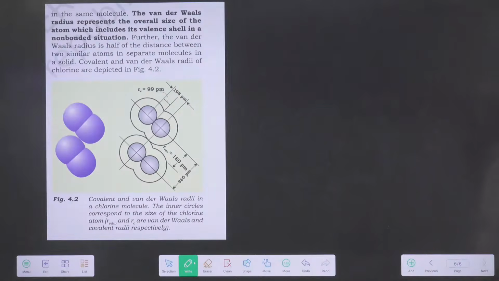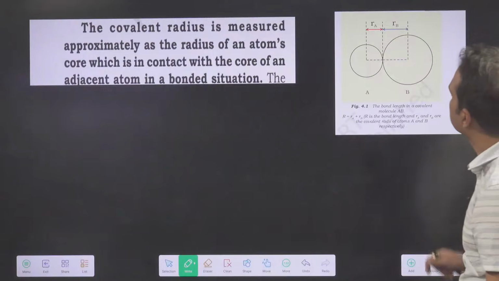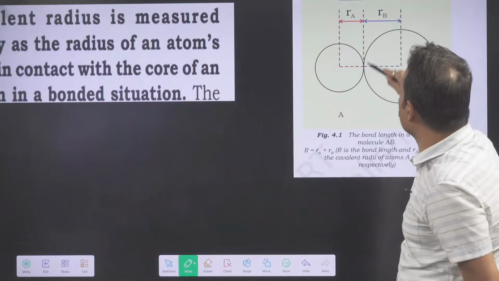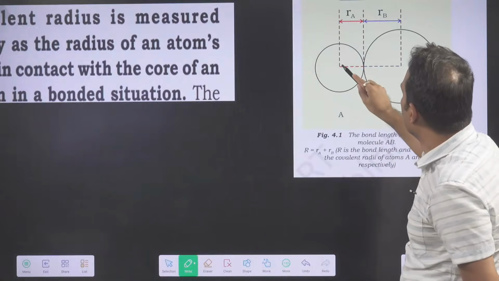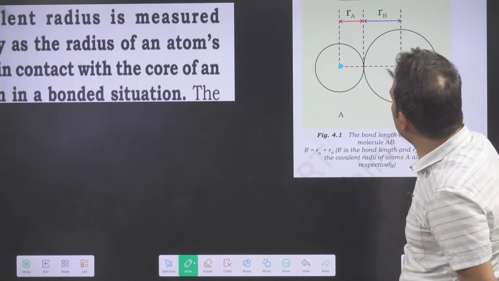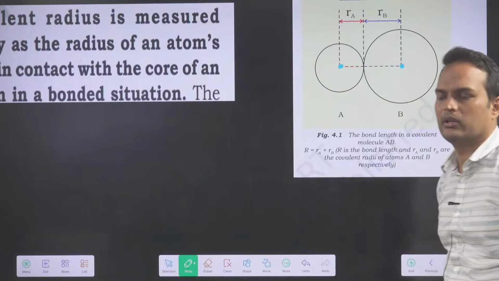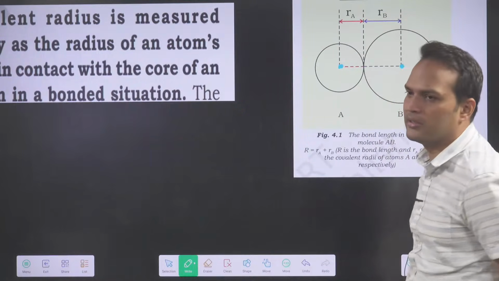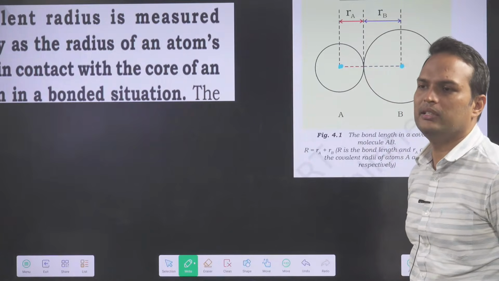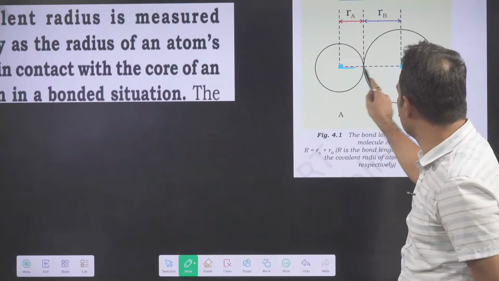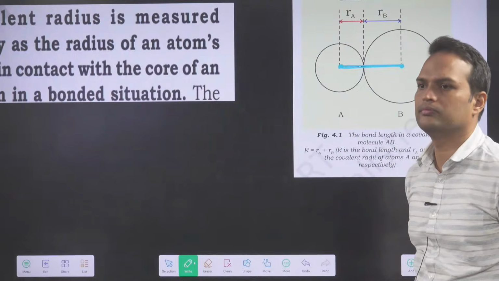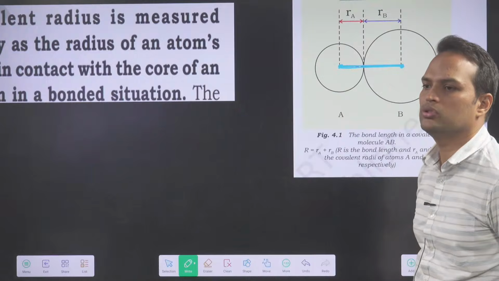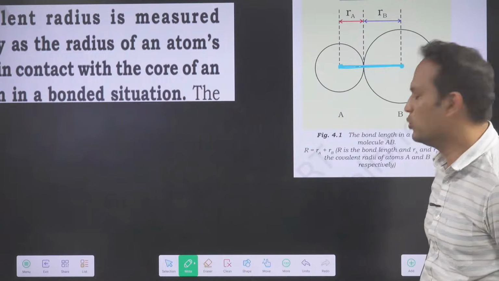Can you see this diagram here? Look, this one we call the bond length. Look carefully, this is one atom, spherical, and this is another atom, spherical. From its center, from here center till here center, center to center, the internuclear distance. This is known as the bond length. Center to center, internuclear distance.